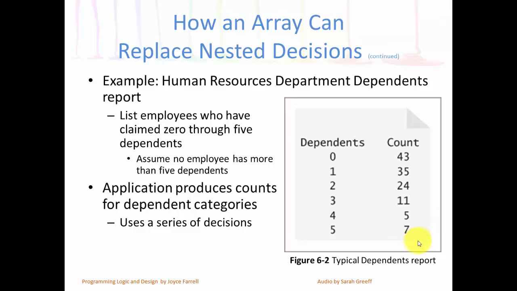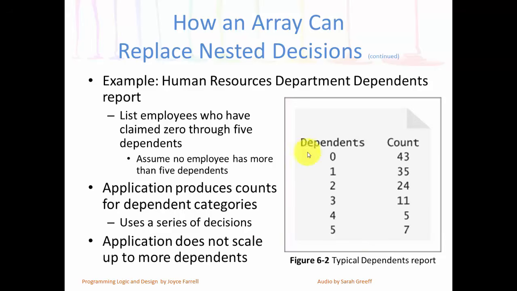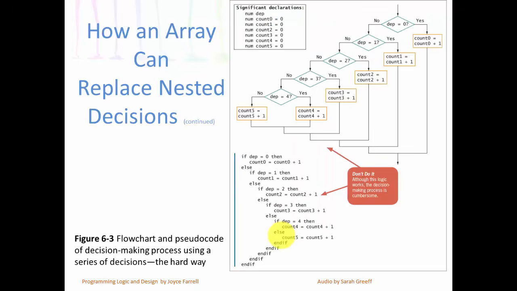So this is an example of a typical dependents report. For this example, our application does not scale up to more dependents. So it's just 5 dependents, that's it. Here is the flowchart in pseudocode of the decision-making process using a series of decisions. This is the hard way. So let's see what's happening.